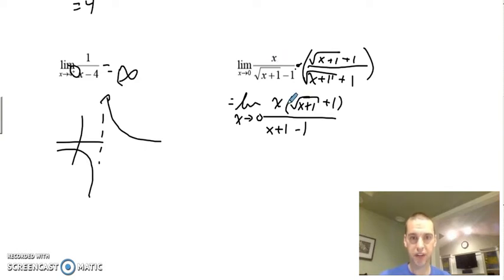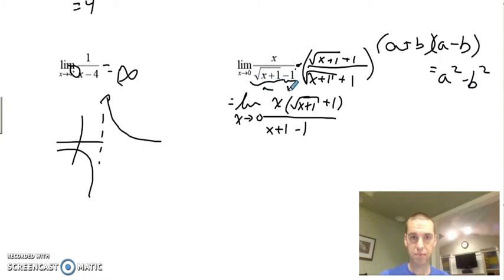So x parentheses the square root of x plus 1 plus 1. When you multiply the conjugate, you're always going to get a plus b times a minus b. When that happens, you're always left with a squared minus b squared. So what you notice here is, this is your a, that's your b. So what is a squared? Well, what's the square root of x plus 1 squared? x plus 1. The 1 squared is 1, and then you have the subtraction of that. So you're going to get x plus 1 minus 1.